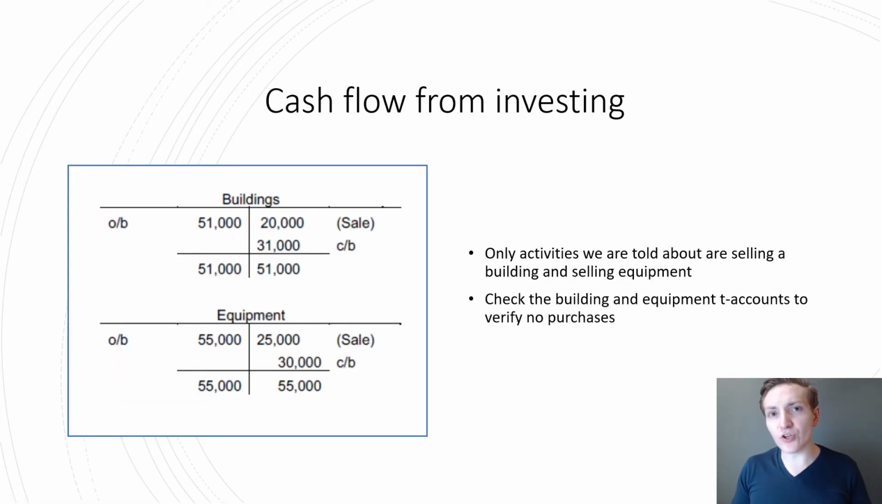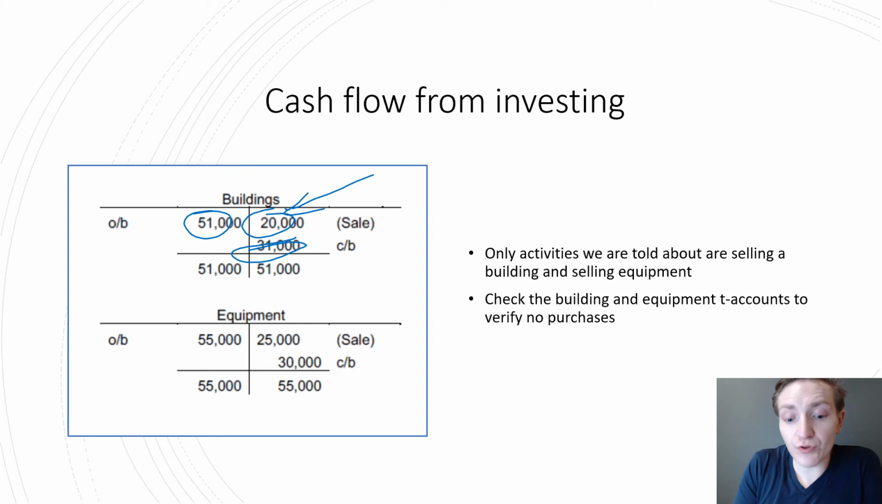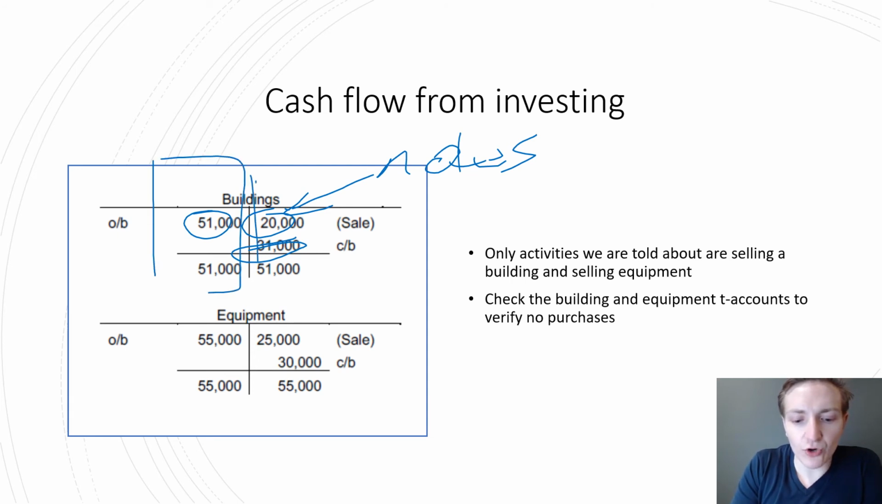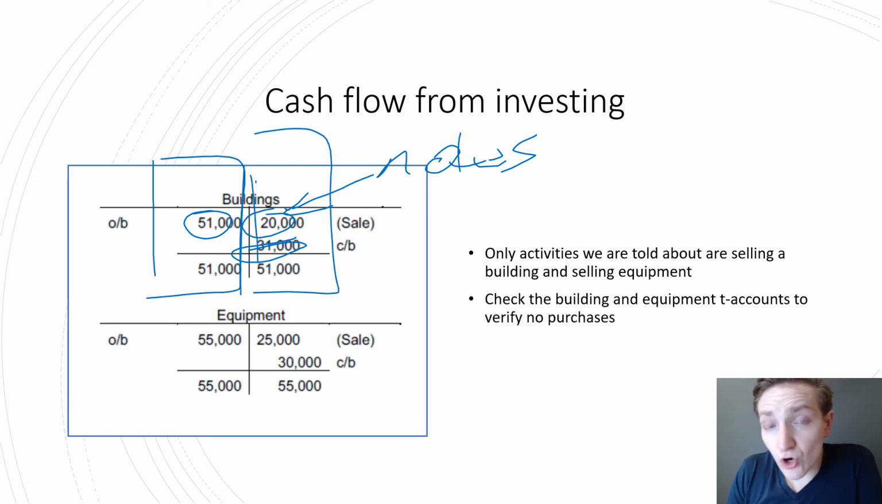So here let's have a look at the building T account first. It had an opening balance of 51, which we can read off the balance sheet. A closing balance of 21, again we can read that off the balance sheet. You were also told the firm sold 20k worth of buildings. You were specifically told this in the notes to the financial statements. So when you do this, your total debit side is going to sum up to your total credit side. As a result, there would be no purchase here.